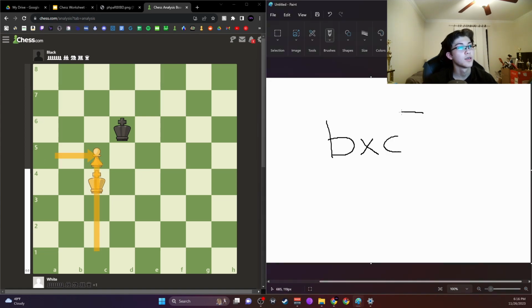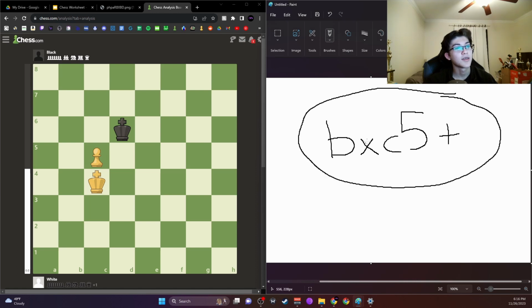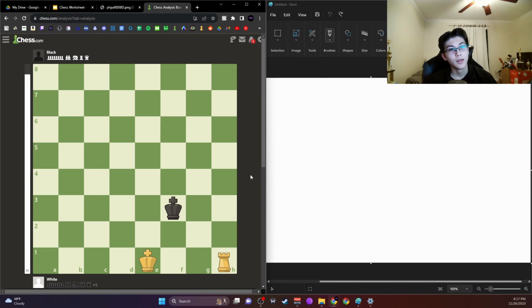So we write c5. And now we have to check, is the pawn giving check? Is it checkmating? In this situation, the pawn is giving check, so we'd write a plus. And that would be our final notation, bxc5+, or the b-file pawn is capturing on c5 with a check.